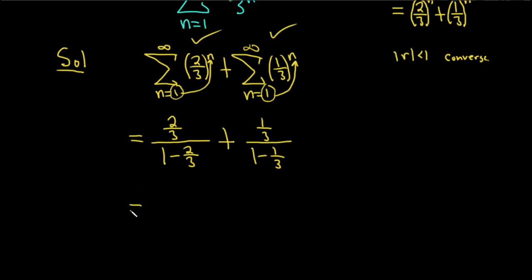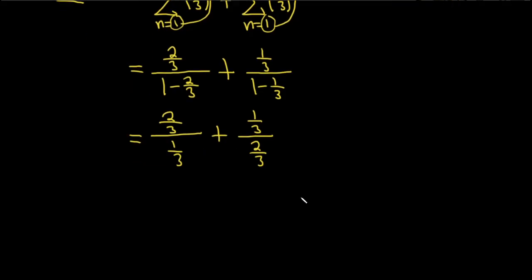This is equal to 2 over 3 over, we can think of 1 as 3 over 3, so it's 3 over 3 minus 2 over 3, which is 1 over 3, plus 1 over 3. Again, think of 1 as 3 over 3. So 3 over 3 minus 1 over 3 is 2 over 3. Really nice. So this is equal to, well, we're dividing, so we multiply by the reciprocal in both cases.